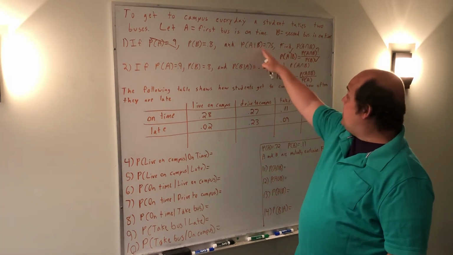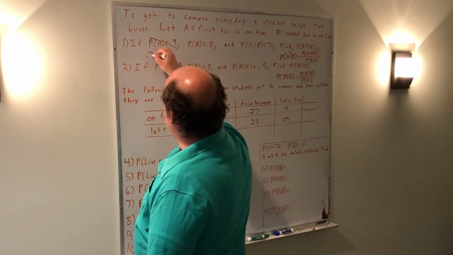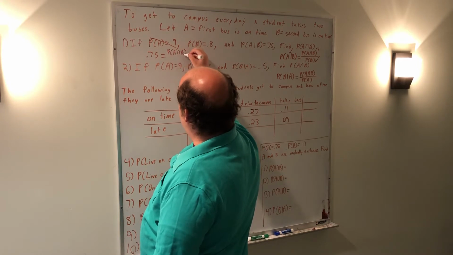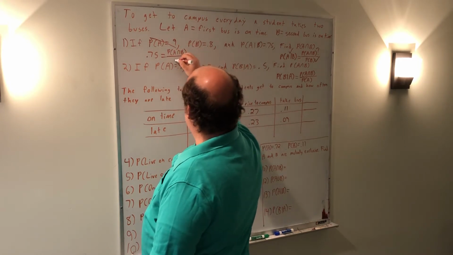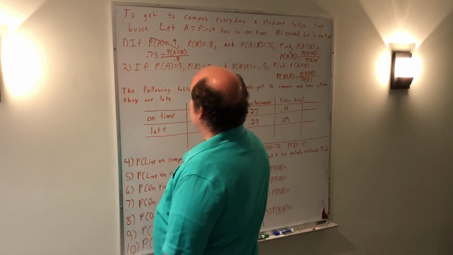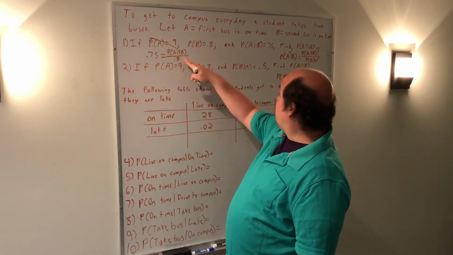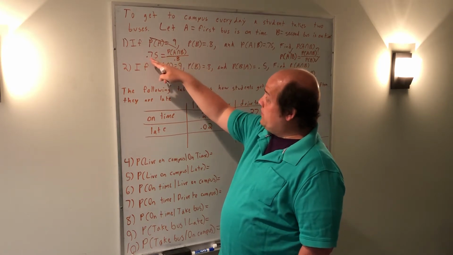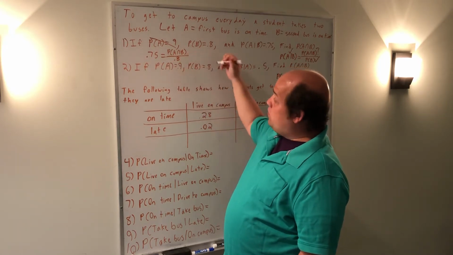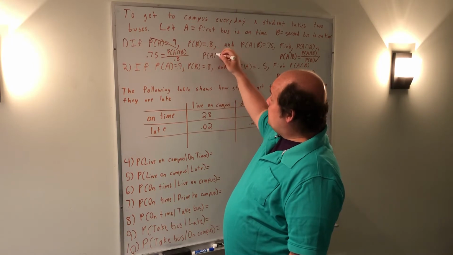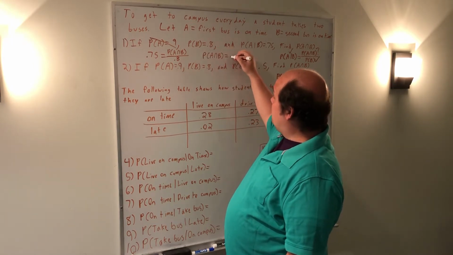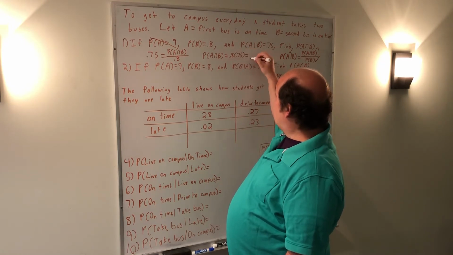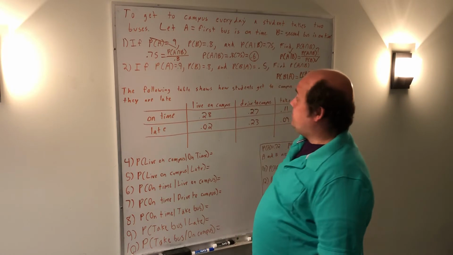So they've told us P of A given B equals 0.75. We're trying to solve for P of A and B. We know that P of B is 0.8. So all we need to do now is multiply the bottom here, 0.8, times the left side, 0.75, and that'll leave us with P of A and B. So P of A and B equals 0.8 times 0.75, which gives us a final answer of 0.6.